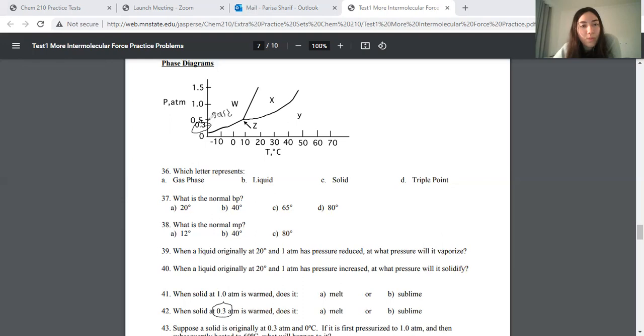So 0.3 atm, and it's warmed, what happens? So here's the solid and it's going to go to the gas phase. So solid going to a gas directly, it is going to sublime. So that's all phase diagrams are.